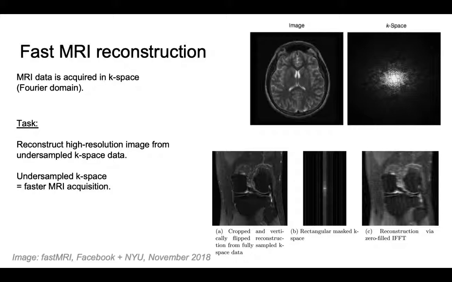So basically, Facebook and NYU together, they were not the first ones who did it, but they are the ones who released a ton of data, like I think 1500 volumes of MRI, which is open source.